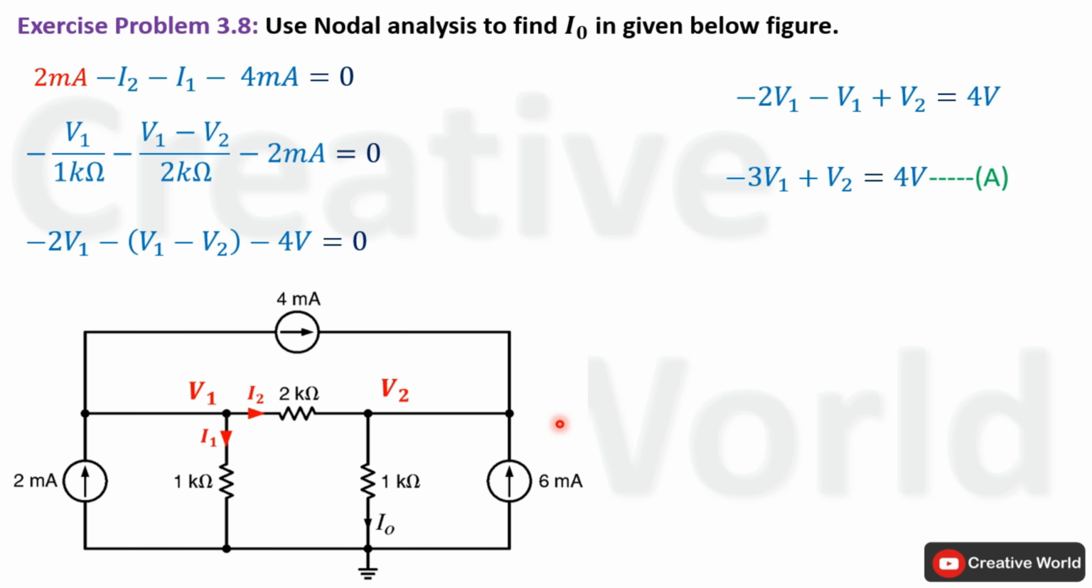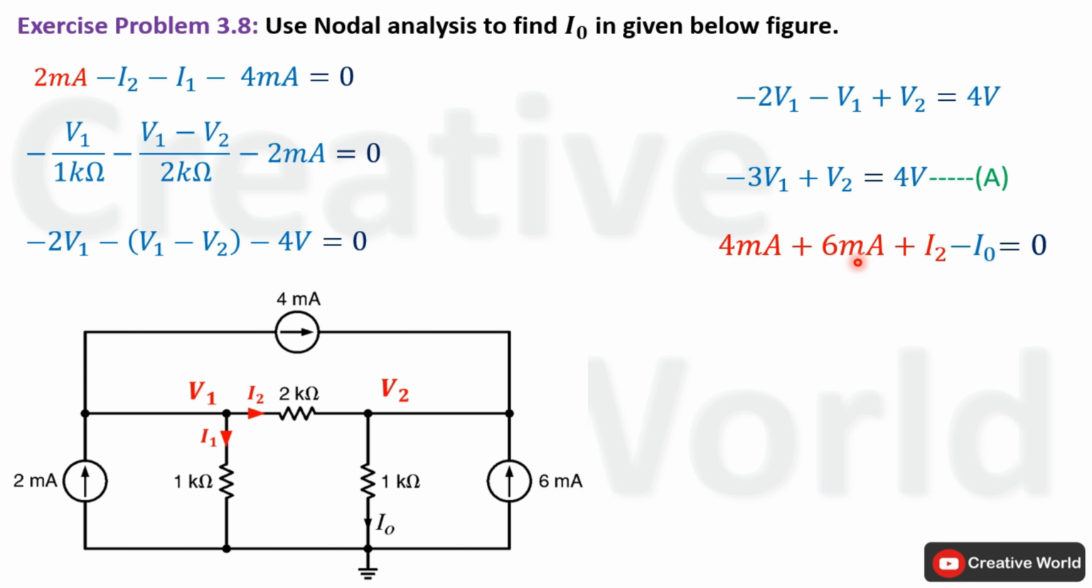Now we will apply Kirchhoff's current law on this second node. On this node, 3 currents are entering, 4 mA, 6 mA and I2, while only one current is leaving, that is I0. So the KCL equation for this particular node will be 4 milliampere plus 6 milliampere plus I2 minus I0. Here entering currents are taken with positive sign and leaving current is taken with negative sign.